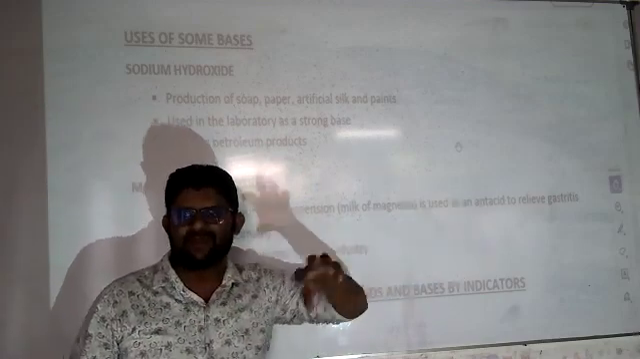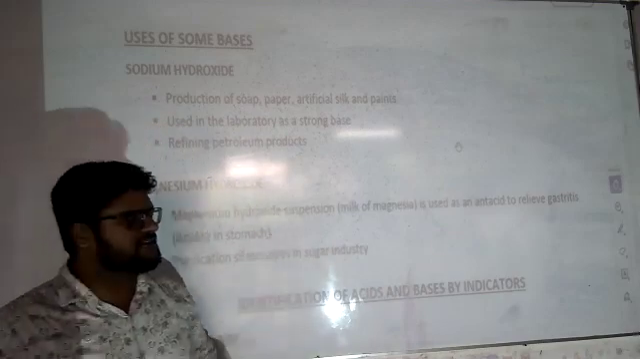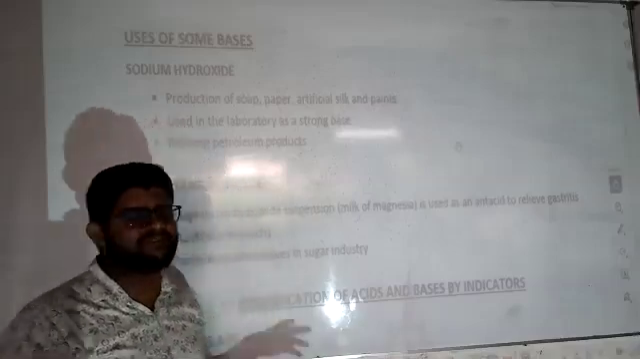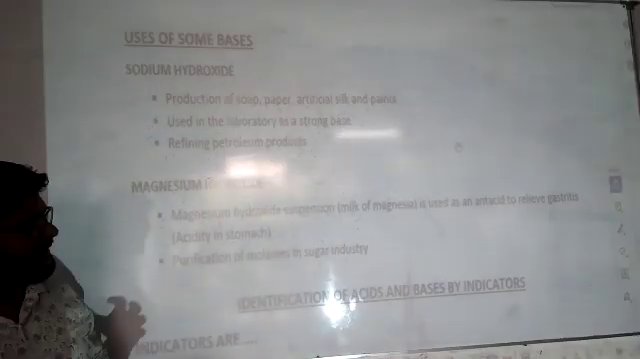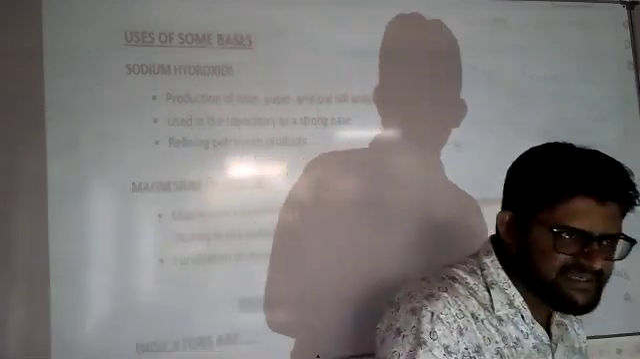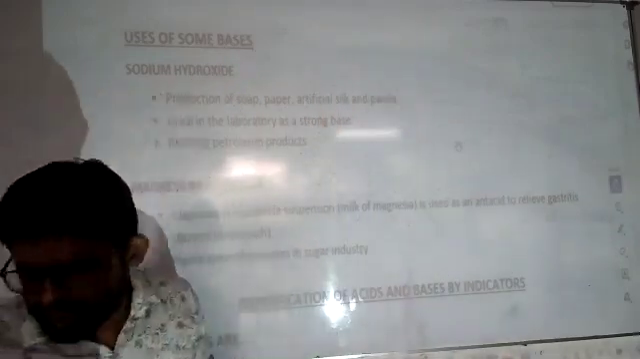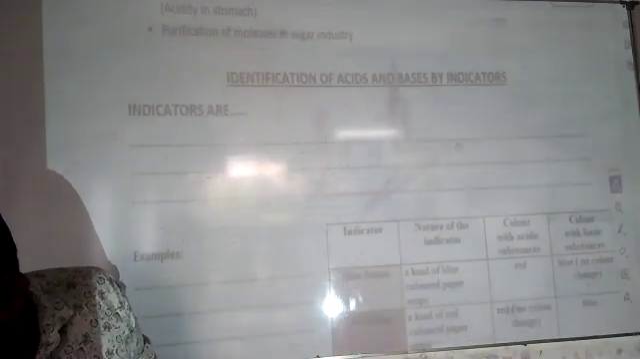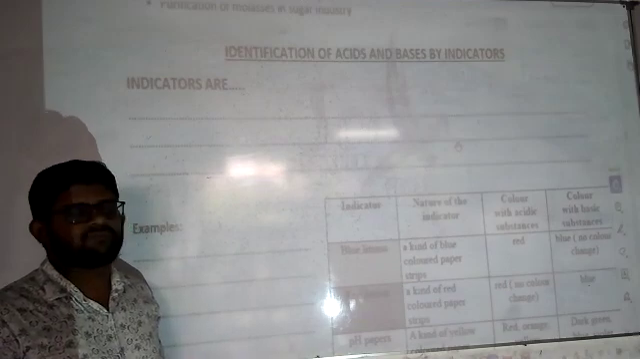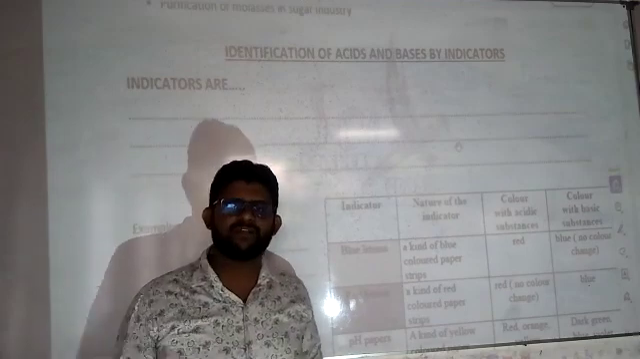There we are using milk of magnesia. Magnesia suspension we are using. And in the purification of molasses in the sugar industry, the sugar canes purification process, we are also using magnesium hydroxide. So it is a weak base. So is it clear about the acids and bases now? Totally clear about acids and bases? Fine. Molasses we are obtaining from the sugar canes. From that only we are producing sugar.